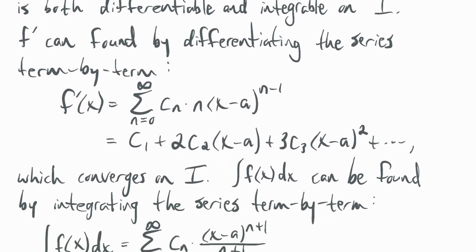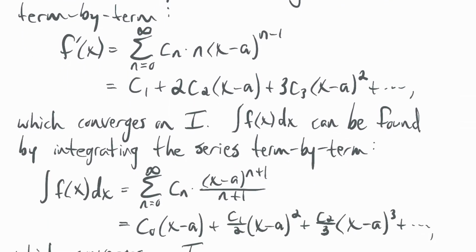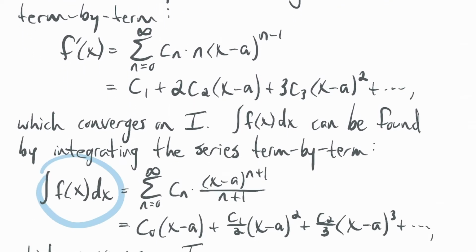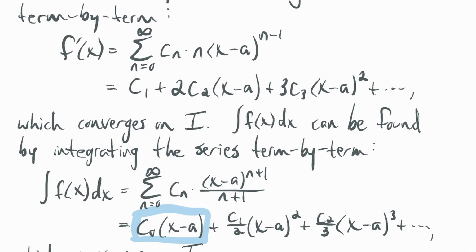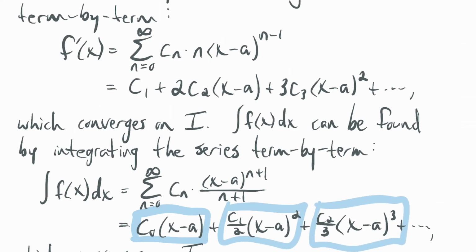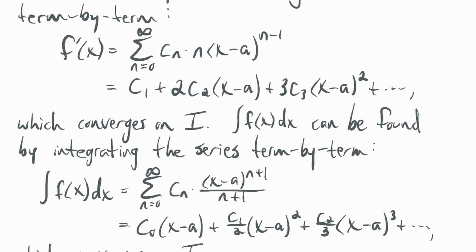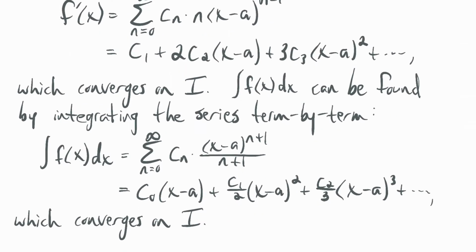The antiderivative can be found by integrating the series term by term. So the antiderivative of f of x dx is the series as n goes from 0 to infinity of c sub n times x minus a to the n plus 1 power divided by n plus 1. That's just the power rule for antiderivatives, right? And you get c0 times x minus a, c1 over 2 times x minus a squared, c2 over 3 times x minus a cubed, and so forth, which converges on the same interval, okay?